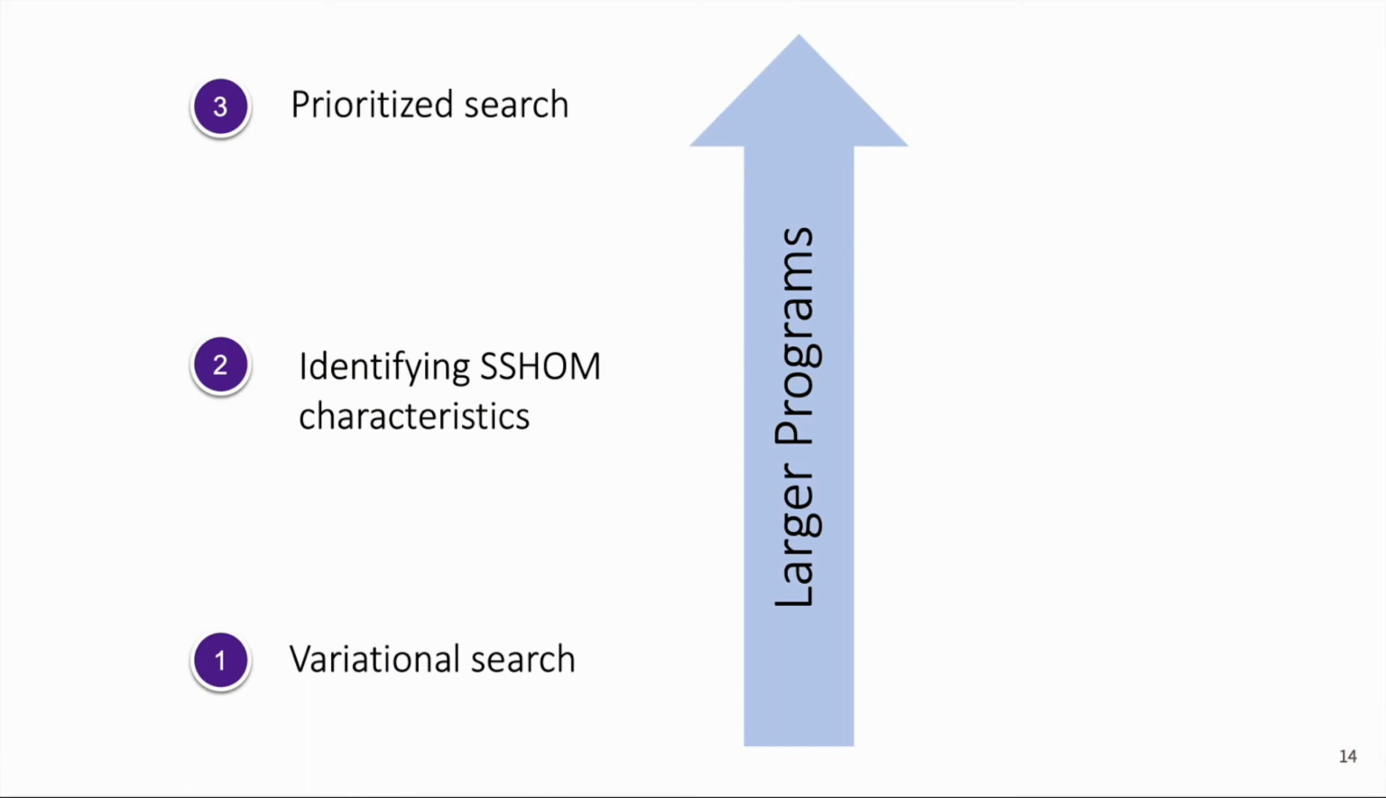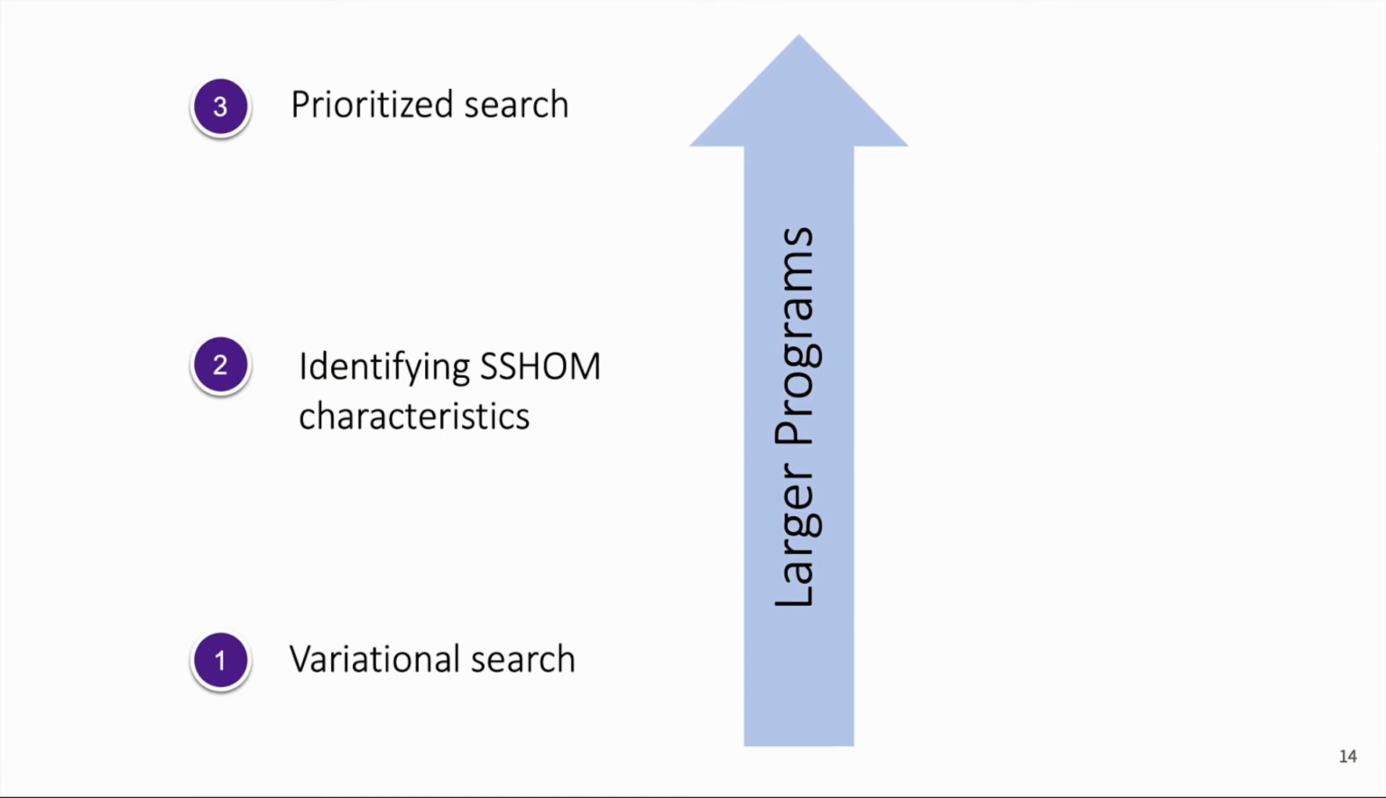We take a three-step approach. In the first step, we use a technique called Variational Execution to search for strongly subsuming higher-order mutants. While using variational execution is much more effective than previous approaches, existing implementations might not scale to larger programs.